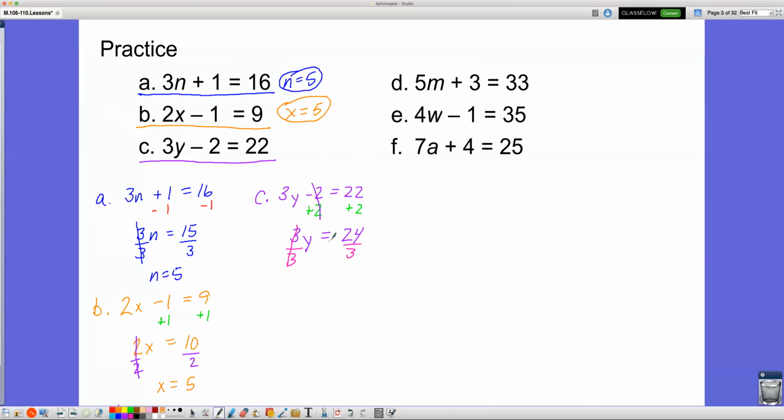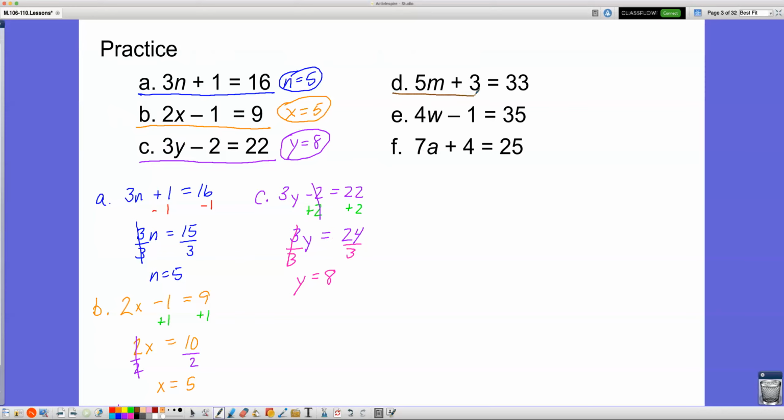So now I have y equals 24 divided by 3. And hopefully you know that y equals, in this case, 8. So that would be your answer for letter C. Y equals 8. And again, you just plug in the value. 3 times 8 is 24. 24 minus 2 is 22.